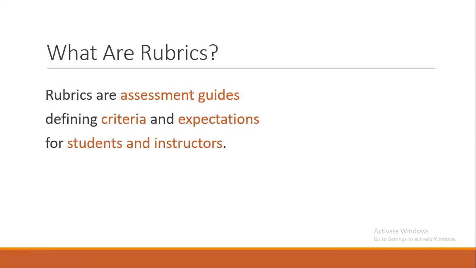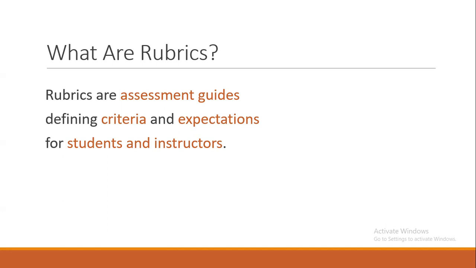Lovely. Rubrics are assessment guides defining criteria and expectations for students and instructors. So they help us with assessment. And because assessment needs to be connected to our learning goals for the course, the rubrics also need to be written with learning goals in mind. They define criteria and expectation. We'll talk about what that is and how different rubrics might approach criteria. And then they are for students and for instructors.